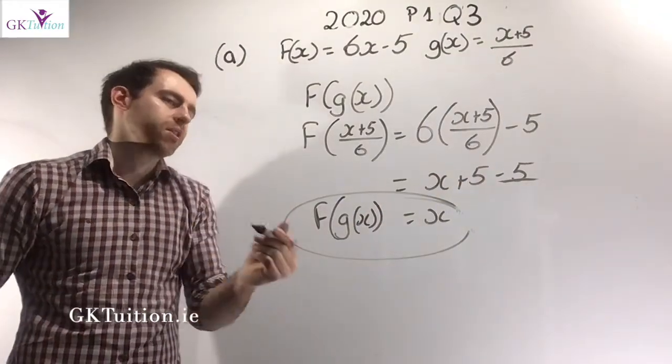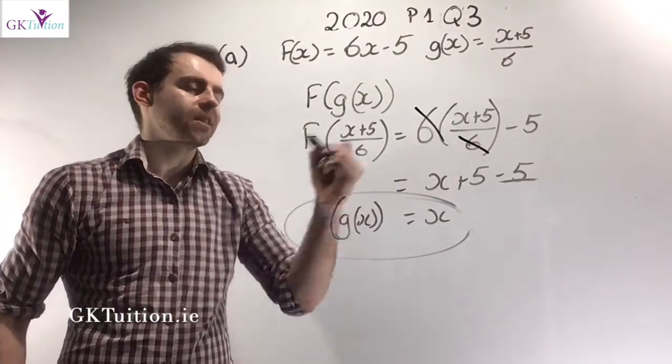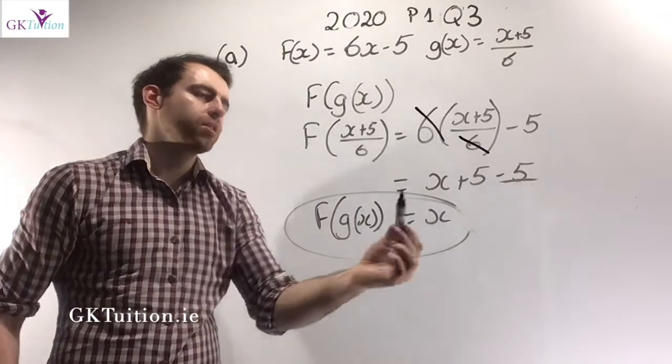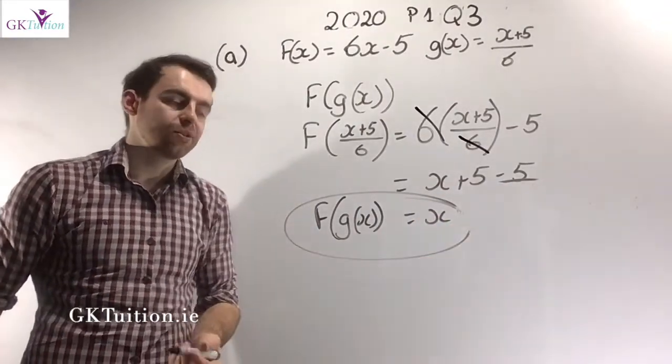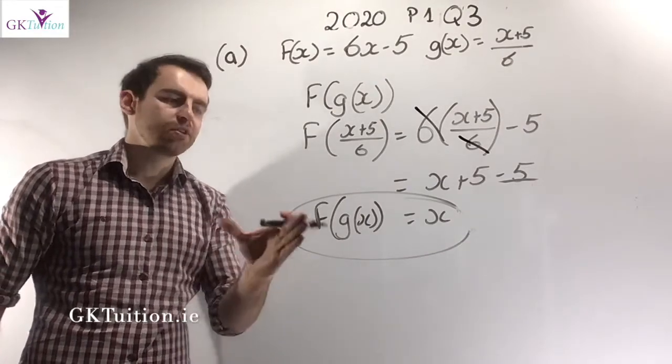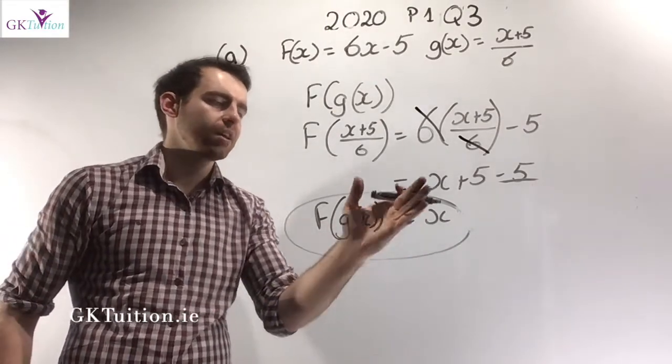This one works out nice enough now because there's a 6 on the bottom and a 6 on the top. They cancel each other out and I get x plus 5 minus 5. Plus 5 minus 5 cancel out and I'm simply left with x. So simplified fully, f of g of x is just x.